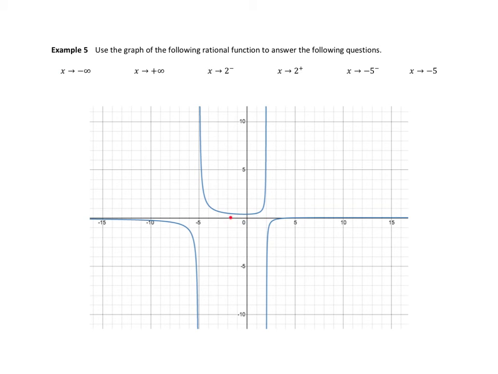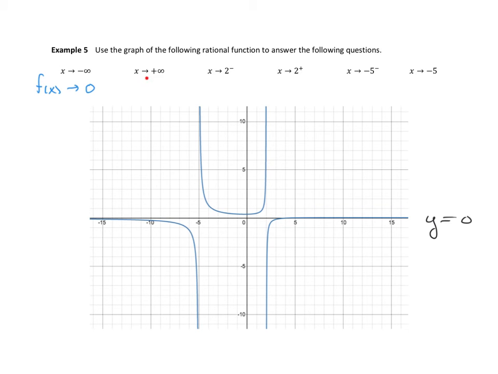Now, approaching negative infinity means that you're going in this direction here. So the answer to this question is going to be, well, what happens to the y values, or f of x? I can tell from this graph that y is equal to 0 is a horizontal asymptote. So that means as we move in this direction for x, the y values are getting closer and closer to 0. So that's the answer that goes here. As x goes to negative infinity, the y values appear to be getting closer and closer to 0.